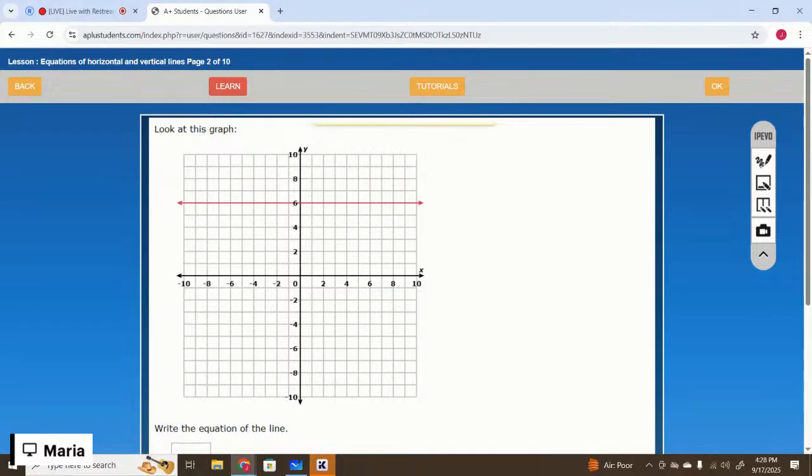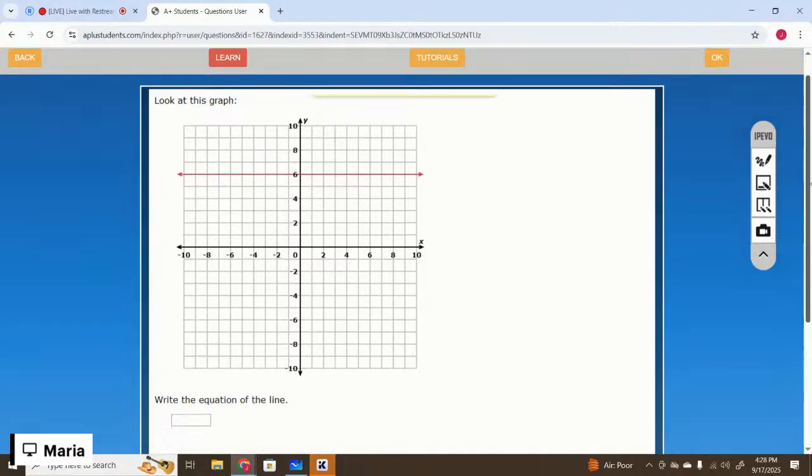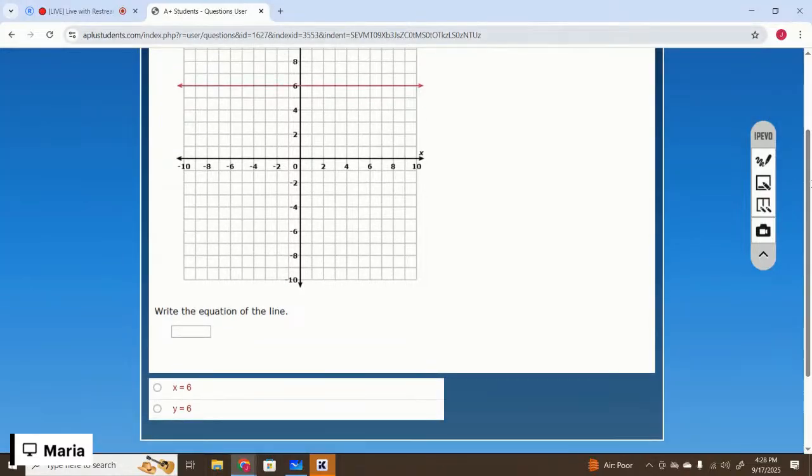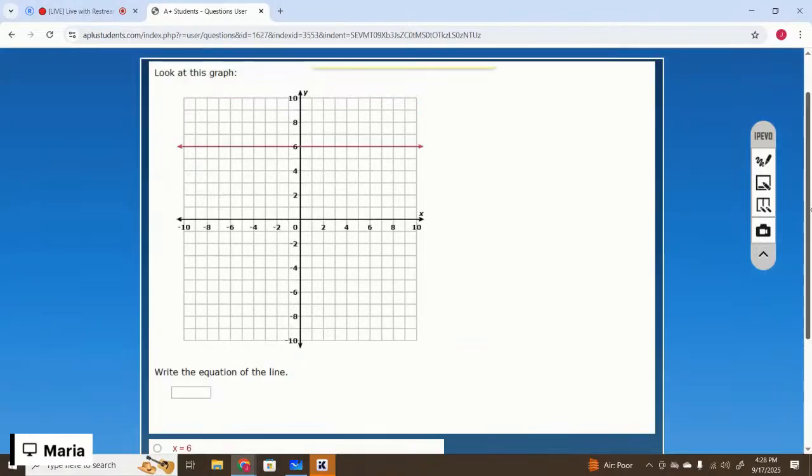Look at this graph, write the equation of the line. So this is the horizontal line and the line is at y equals 6. That is y equals 6. Option number 1 is the correct option. Y equals 6 it is.